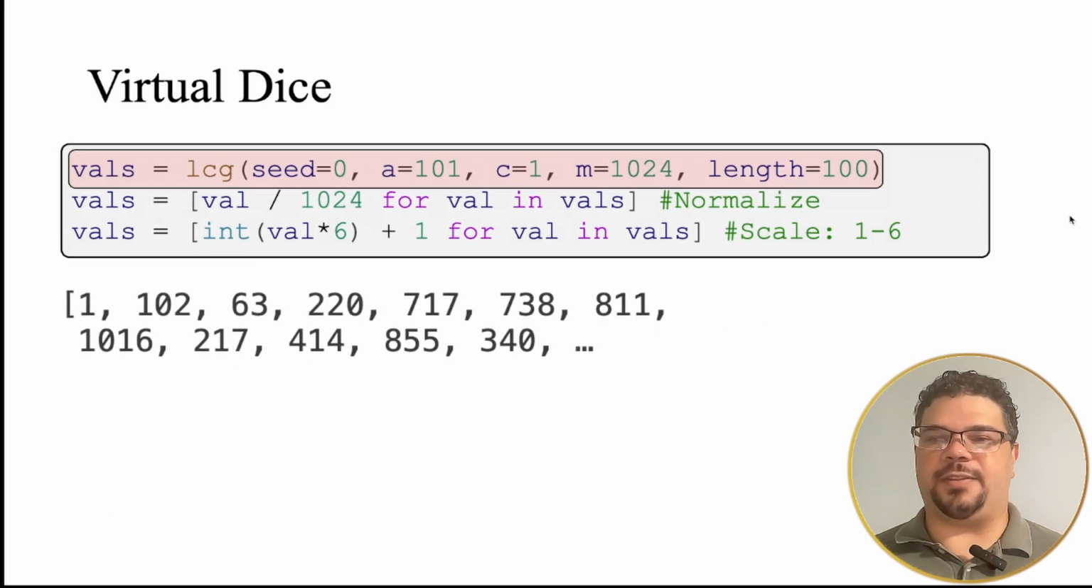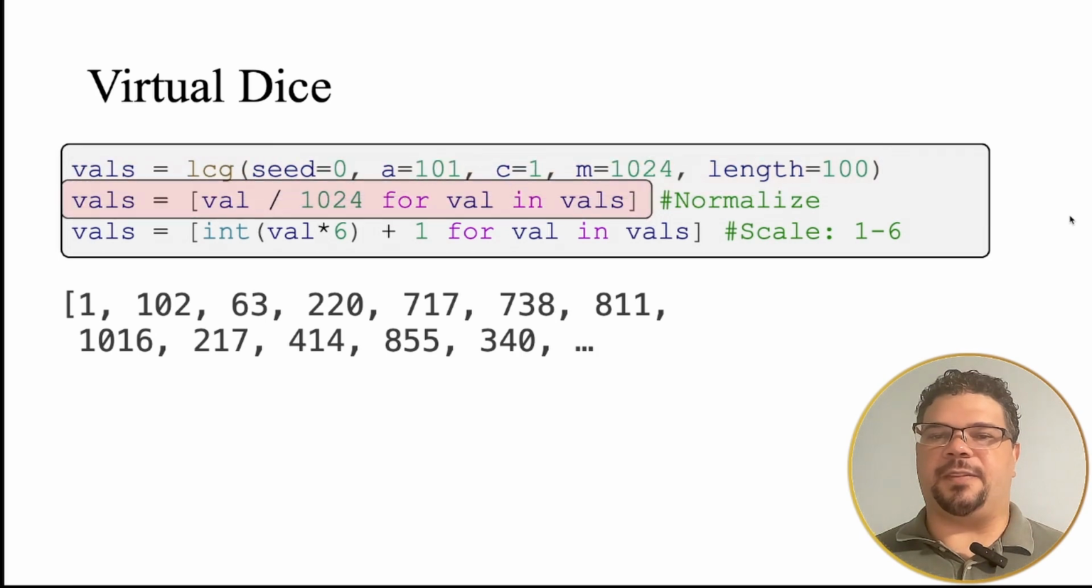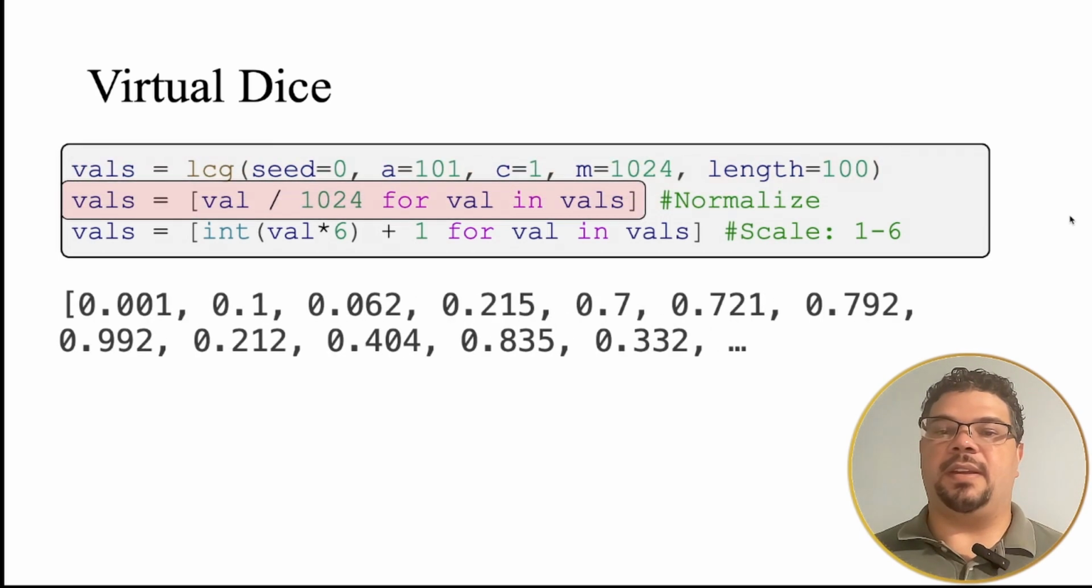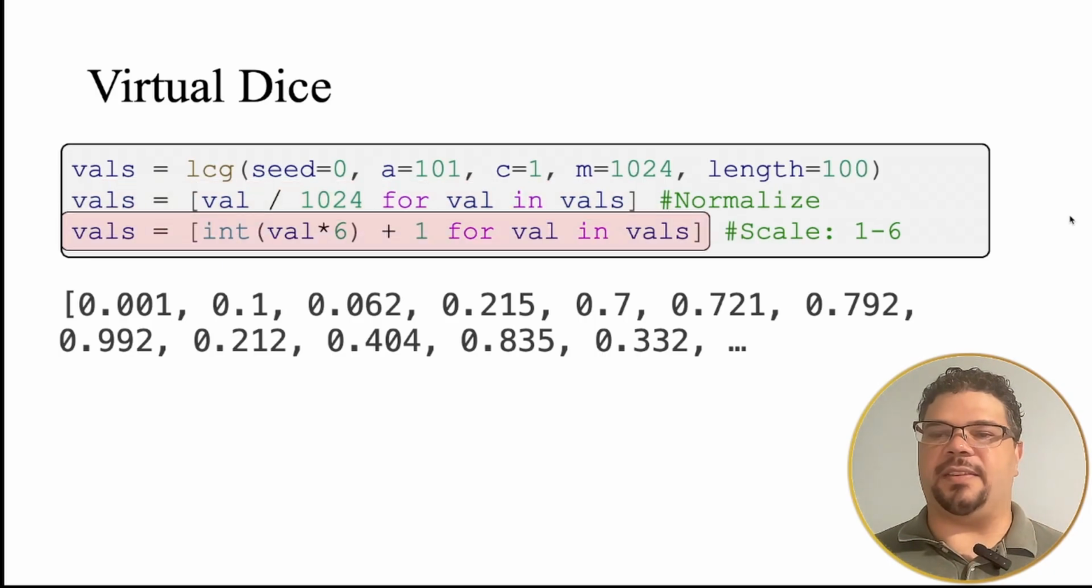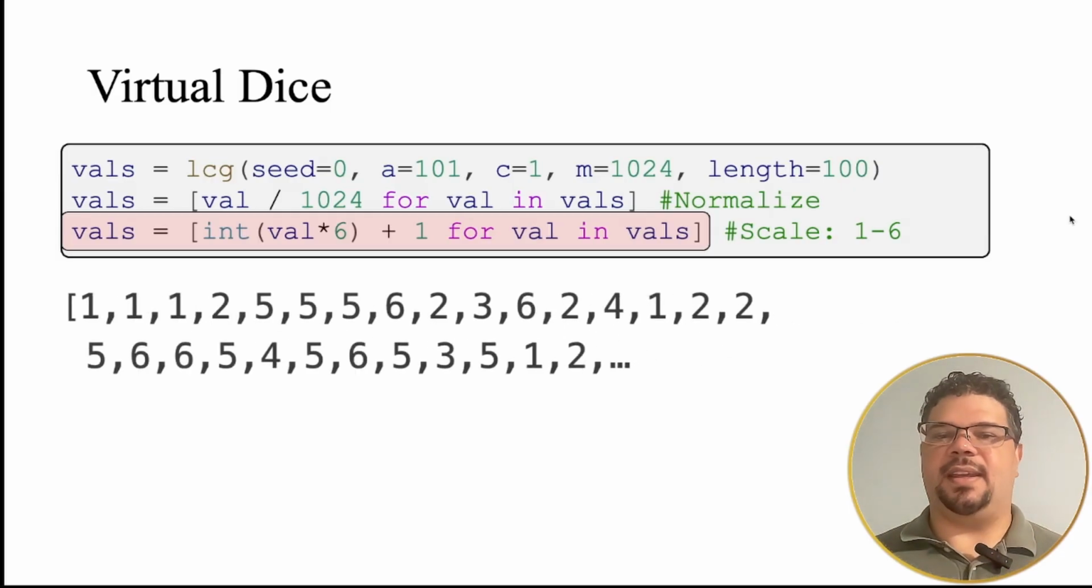Let's zoom in on the first few examples to see what's going on. The first thing we do is divide by the maximum value we could get, which is 1024. Next, we're going to take all of these values, multiply by 6, and then round up so everything's in the range 1 to 6. And now we have our dice rolls.